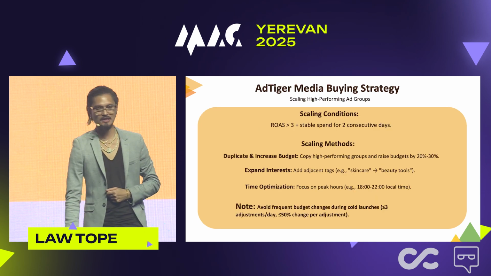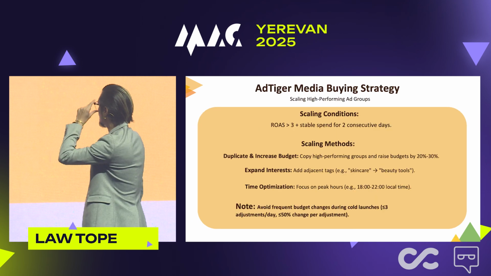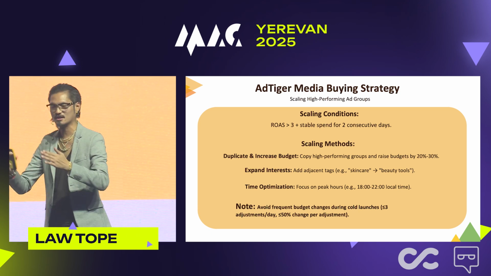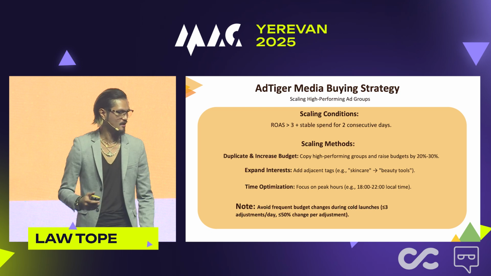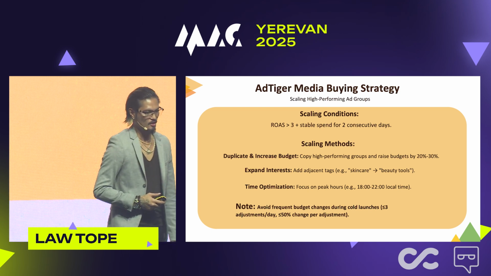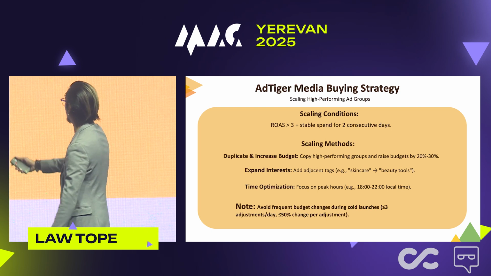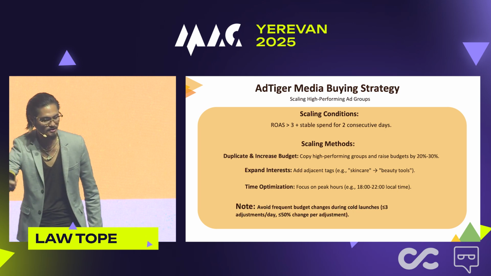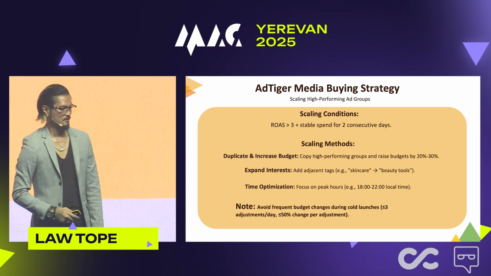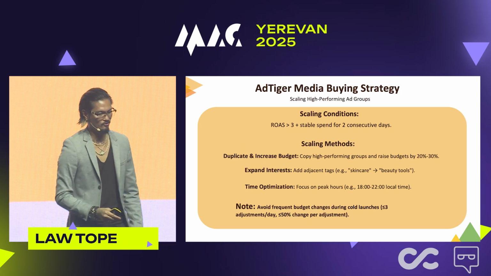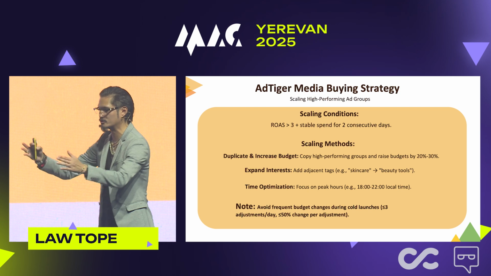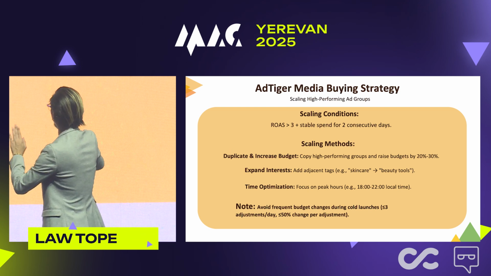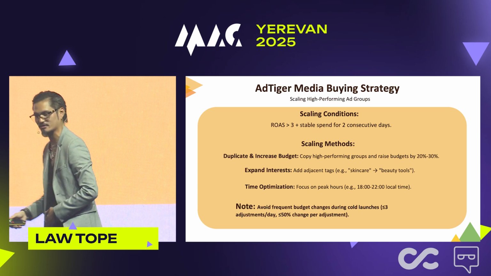Scaling conditions. So let's say your return on ad spend is higher than 3. As long as it's higher than 3 on 2 consecutive days, you can scale out. And scaling methods: you need to duplicate and increase your budgets, copy high-performing groups, and raise budgets by 20 to 30%. And then expand interests. You need to look more into the keywords in your interest groups, i.e. skincare, beauty tools, depending on what you're trying to do.